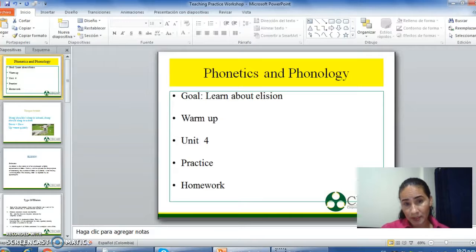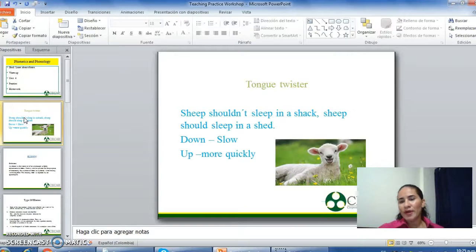Our agenda for today: phonetics and phonology. Goal: learn about elision. Warm-up, practice, homework. Today we bring a tongue twister. Every student, repeat after me.